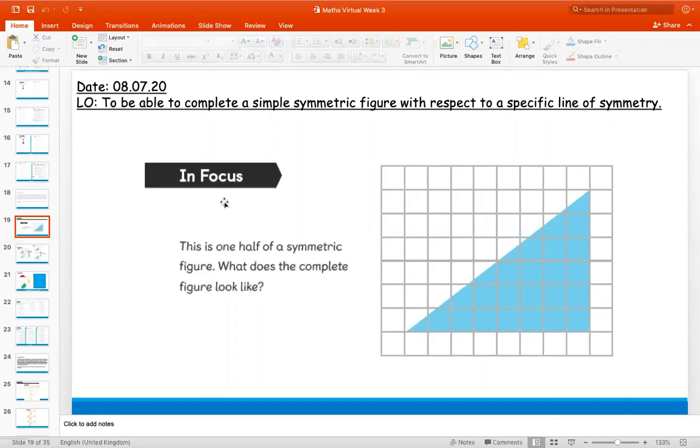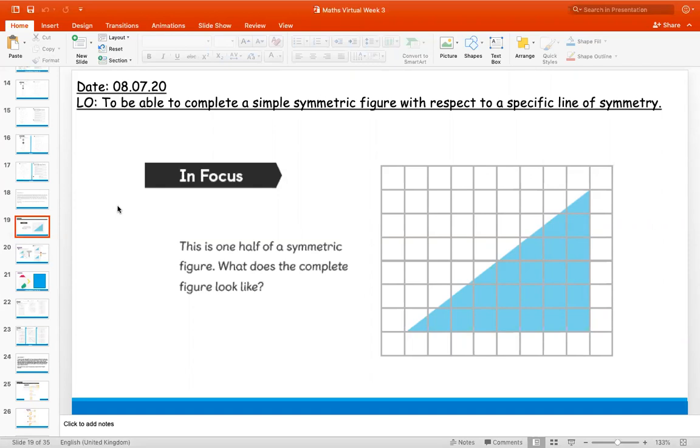Our in focus for today says, this is one half of a symmetric figure. What does the complete figure look like? Based on that, what do you think you need to do for today? I'll give you some questions and prompts to help you. Okay, think about this. What might the other half look like?